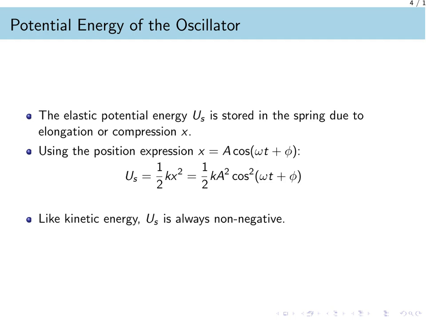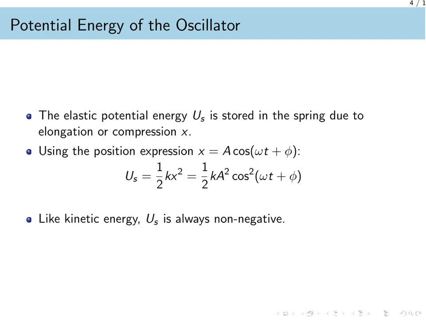Next, we consider the potential energy of the oscillator. In a block and spring system, elastic potential energy is stored in the spring whenever it is elongated or compressed by a distance x from its equilibrium position. Using the standard position expression for simple harmonic motion, which is amplitude times the cosine of the quantity angular frequency times time plus the phase constant, we can define the potential energy.